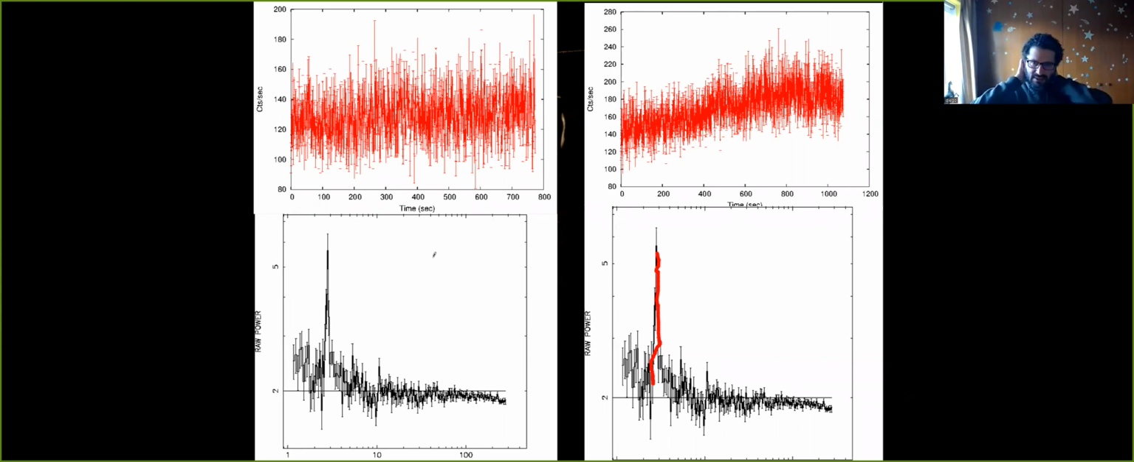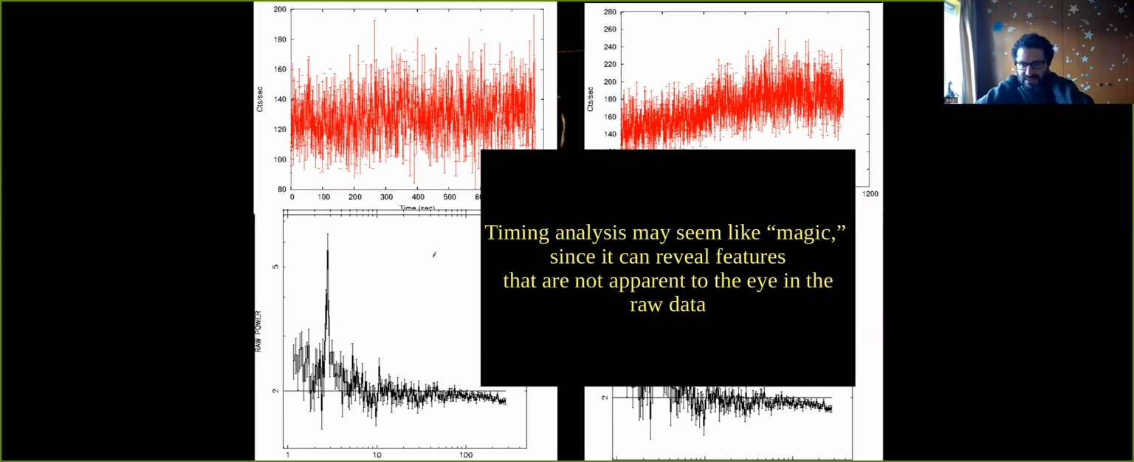But what you need to take from here is that timing analysis, at least for me, still seems a bit like magic, because it can reveal features in your data that you would never be able to see by eye. Let me give you an example. I didn't put the plots, but I show it later, I think. We found a pulsar of a neutron star at 400 hertz, I think it was. We only get 30 photons a second from that neutron star, which is rotating about 400 times per second. And the amplitude of that oscillation is a few percent, so let's say 10%. 10% means that 10% of your photons come from the pulsar.